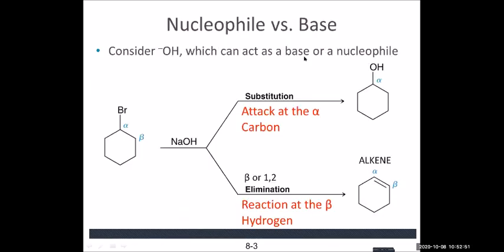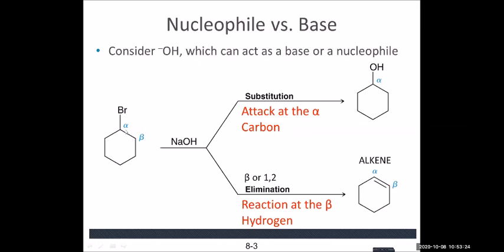In this example we use cyclohexyl bromide reacting with a base. The hydroxide is a good nucleophile and also a very strong base, so it can actually undergo two reactions with the same halide. One can be just a substitution: the hydroxide nucleophile attacks the carbon, removes the bromide, and builds the OH bond. That will give the alcohol.